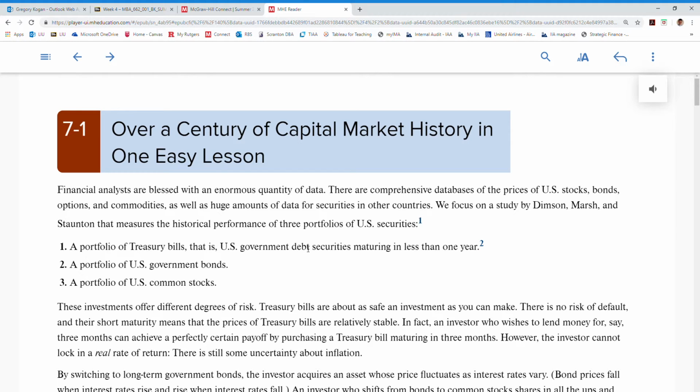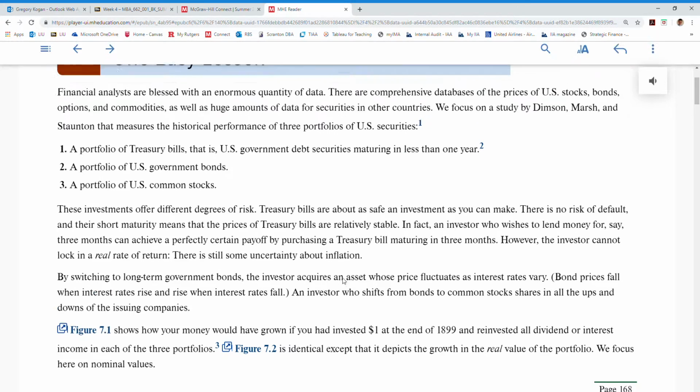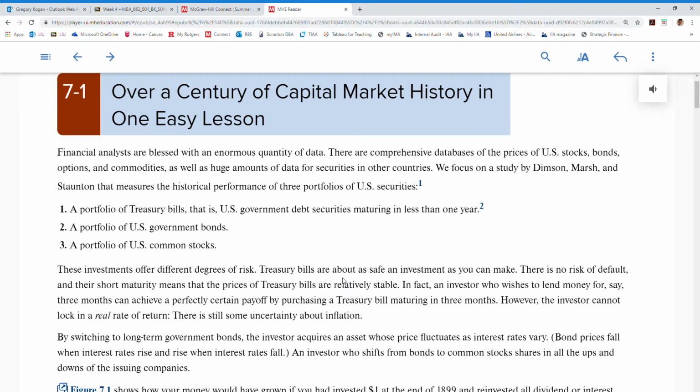Hi everyone, we're going over chapter 7 this week in the online session, and I wanted to go over the capital market history in terms of various asset prices. And what we're going over in this chapter is chapter 7, talking about risk and return. Now, when we talk about risk and return, we're always going to refer back to US stocks, bonds, and treasuries.